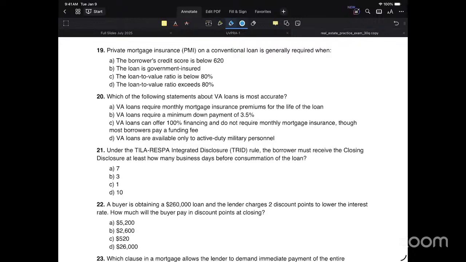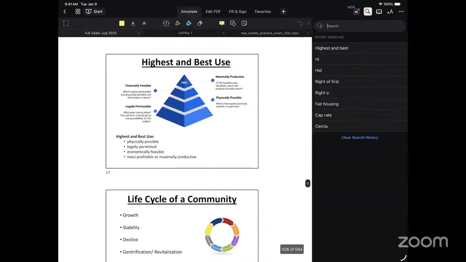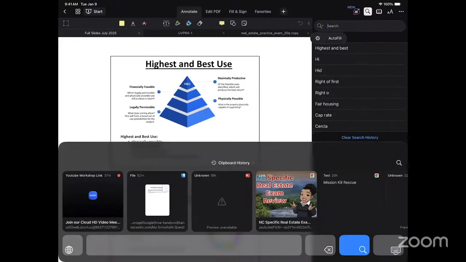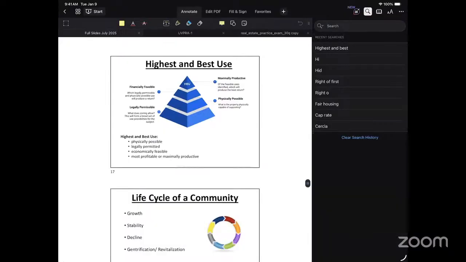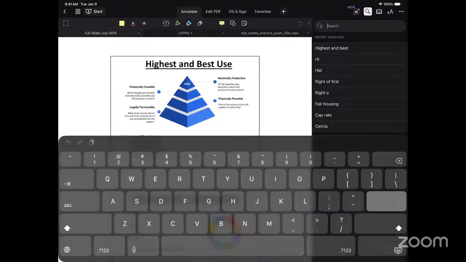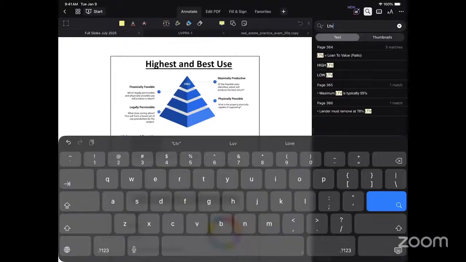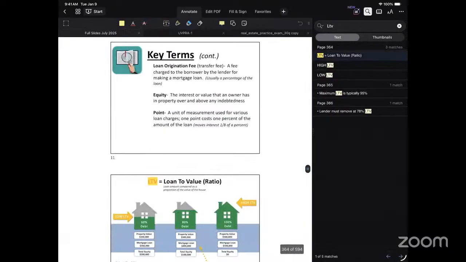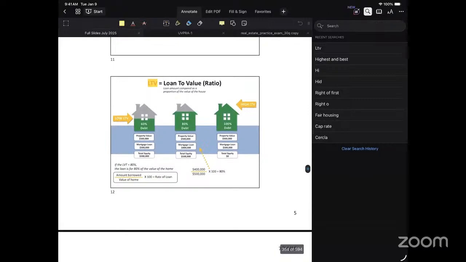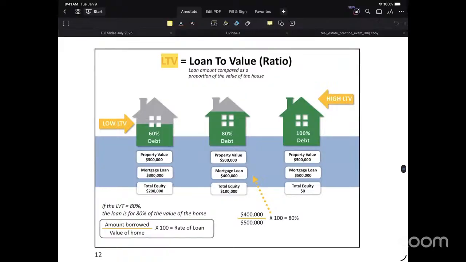In fact, I want to show you all a slide. I hate to do it to you. Let's see if I can do this. LTV. Loan to value ratio. There we go. Sometimes it gets a little weird, which is why I want to show you this slide.